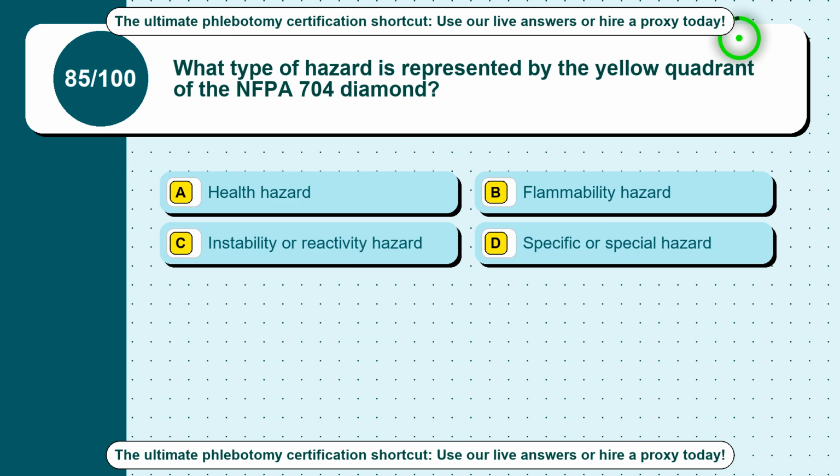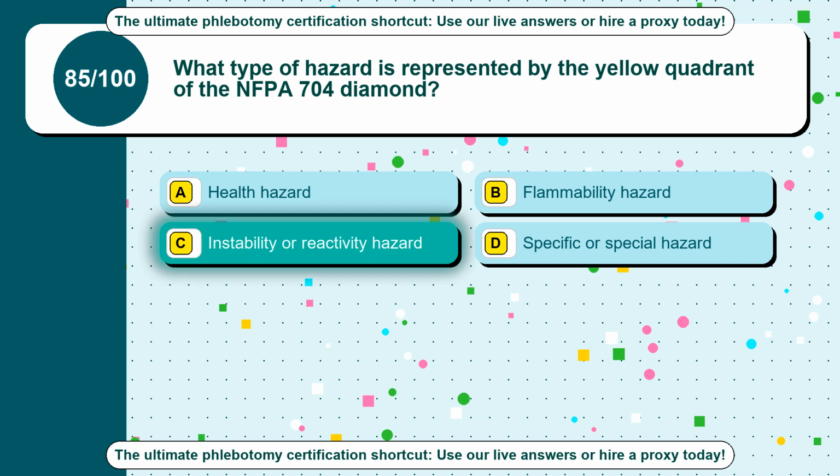Question 85. What type of hazard is represented by the yellow quadrant of the NFPA 704 diamond? Option A, health hazard. Option B, flammability hazard. Option C, instability or reactivity hazard. Option D, specific or special hazard.